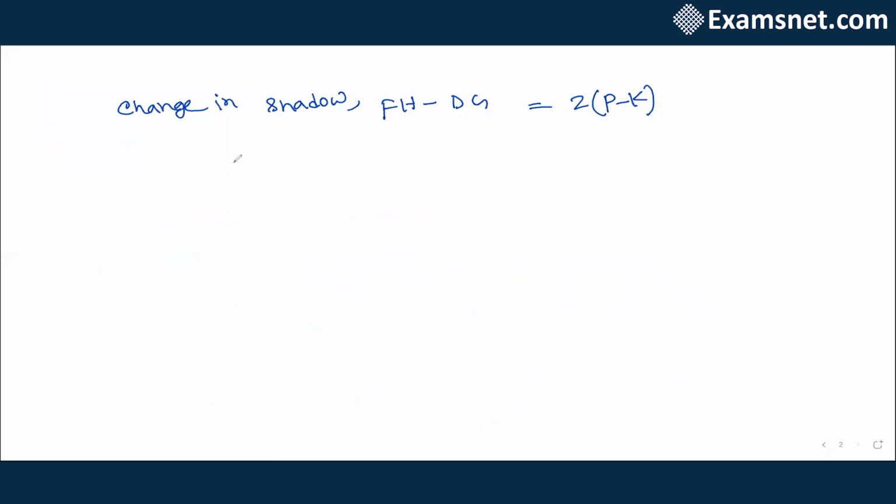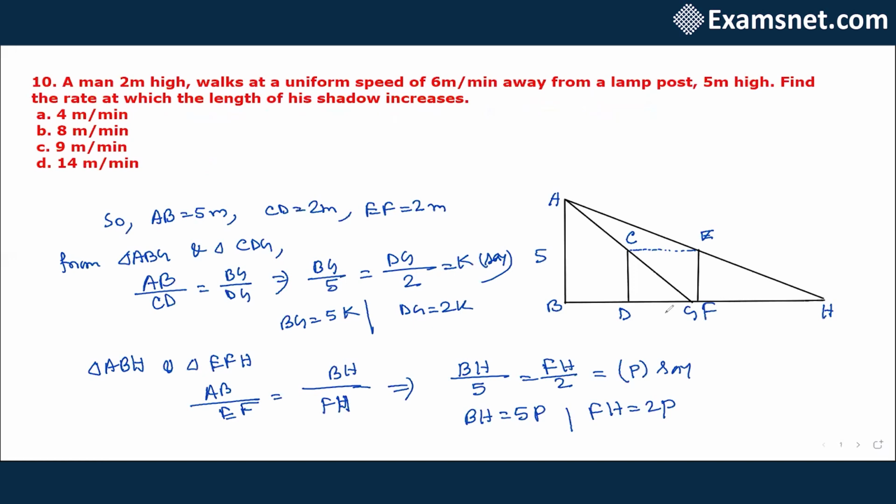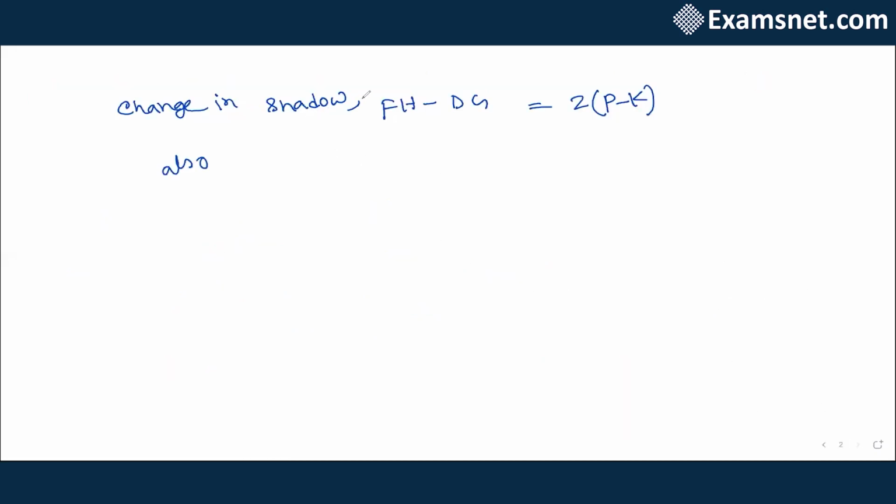Okay. Next, also we know that DF equals 60. Why? Because it's given the speed of this person is 6 meter per minute. If he has taken t minutes to move to that position, so obviously the distance will be 6t, right? As the speed of the person is 6 meter per minute.